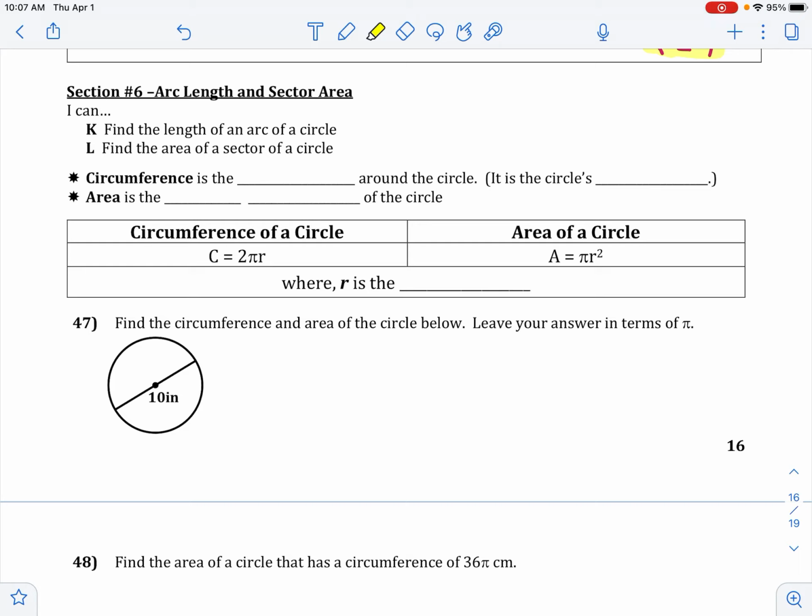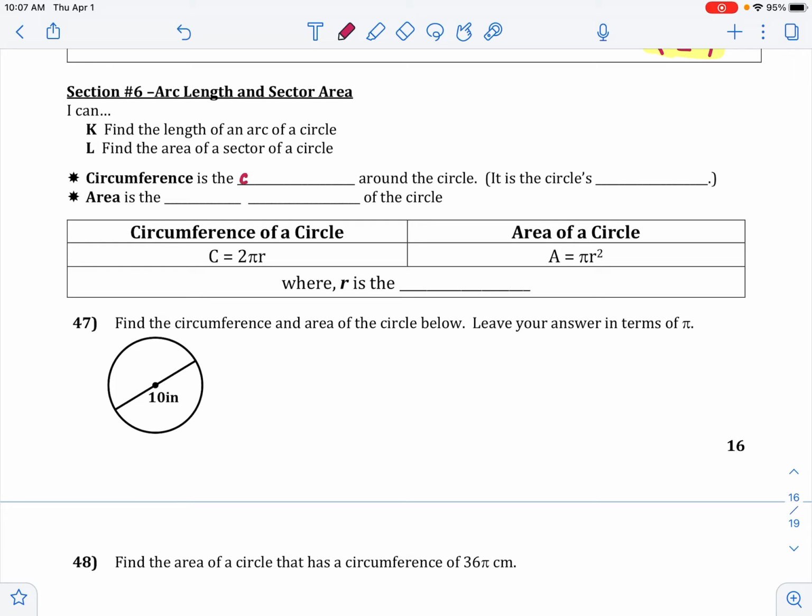And we are going to switch gears one more time in this unit and work with arc length and sector area. So we'll review a little bit of circumference and area formulas, and then we're going to get into finding the length of an arc and also the area of a sector of a circle today. So let's start by reviewing circumference and area.